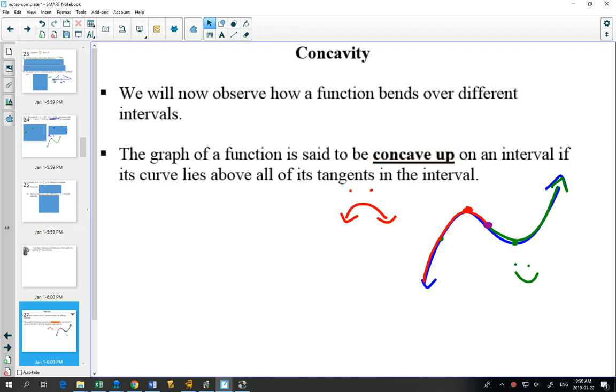So we say that a graph is concave up if the curve would lie above all of its tangents. So does that make sense? The green section that I drew is concave up. No matter where I draw a tangent in this section, my green curve is above it. And it's concave down when the curve lies below all of your tangents.